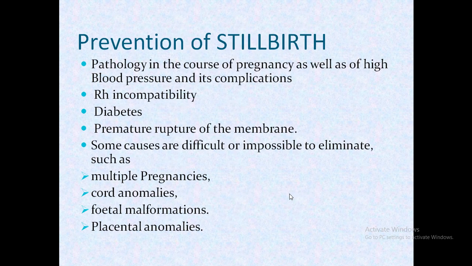And what are all the preventive measures for stillbirth? Pathology in the course of pregnancy as well as high BP are main complications for stillbirth, along with RH incompatibility, diabetes, premature rupture of membrane, and some causes that are difficult or impossible to eliminate, such as multiple pregnancy, cord anomalies, fetal malformation, and placental anomalies. These are all the main causes for stillbirth, and we need to treat these as high risk and give special care.